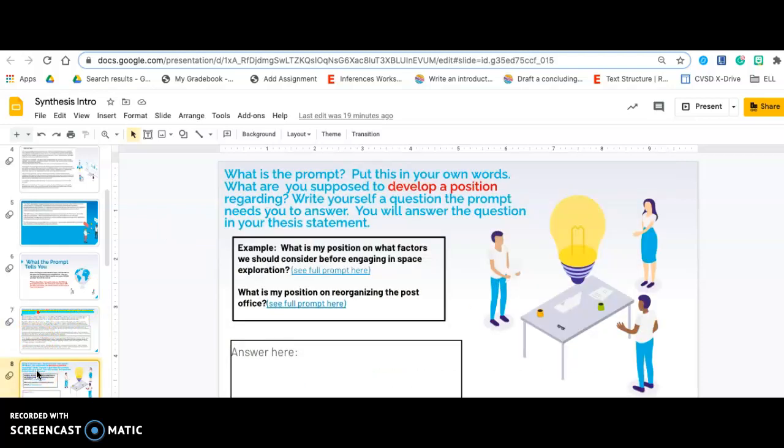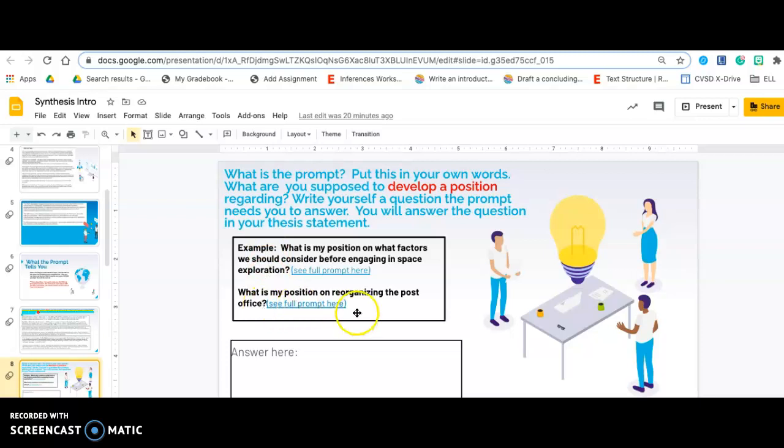So what you're going to do first is think, okay, what do they actually want me to develop a position on? So you'll take your prompt and in your answer box here, you're going to write an example of a question. So what I mean here is here are 2 past questions in my example box. One is on space exploration and the other one is on the post office.